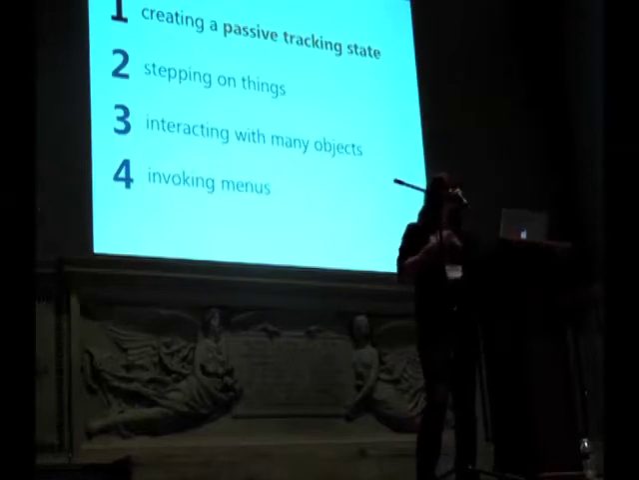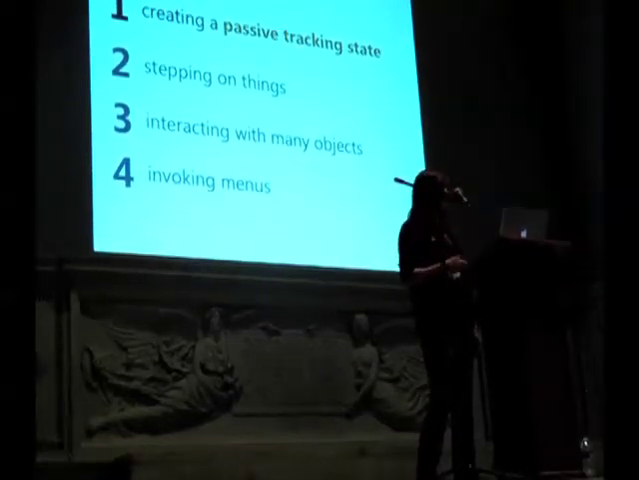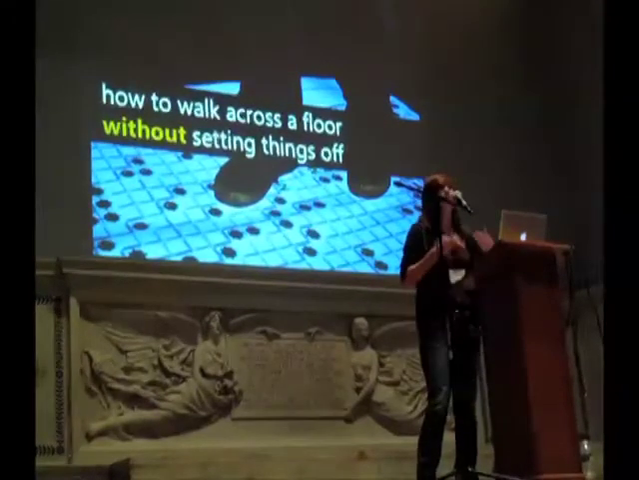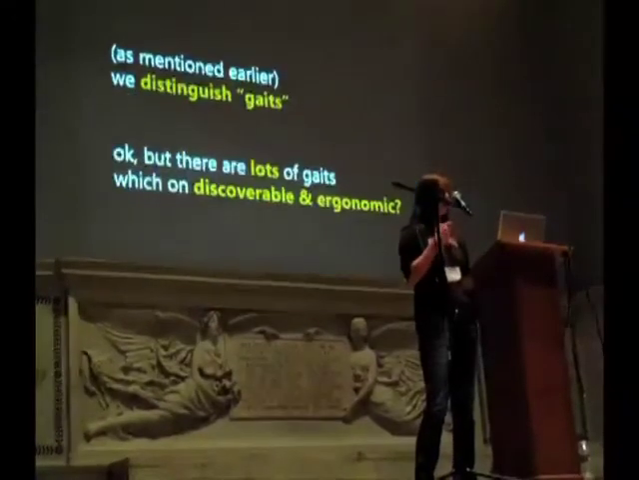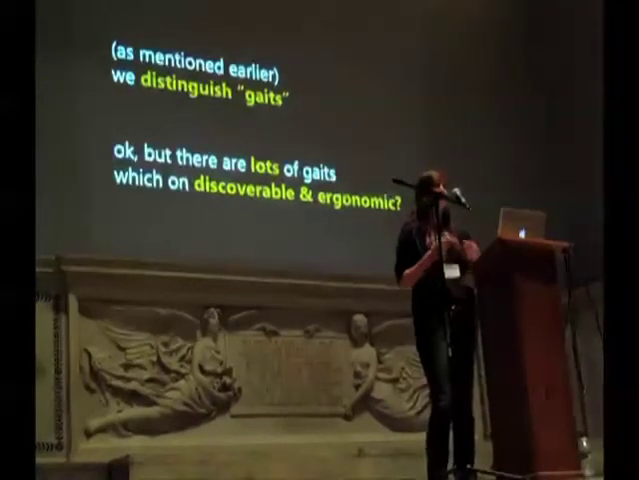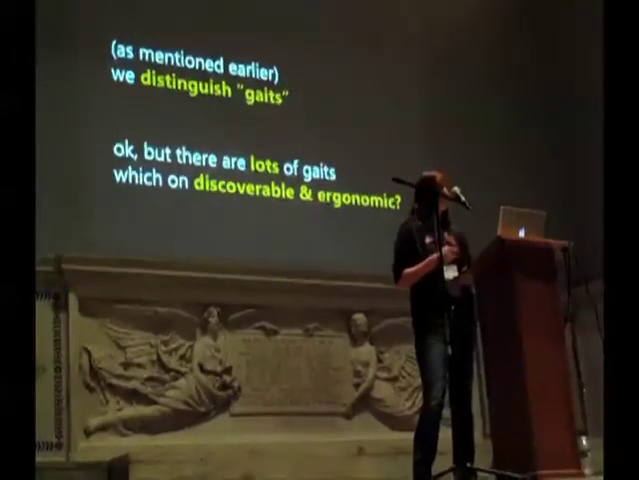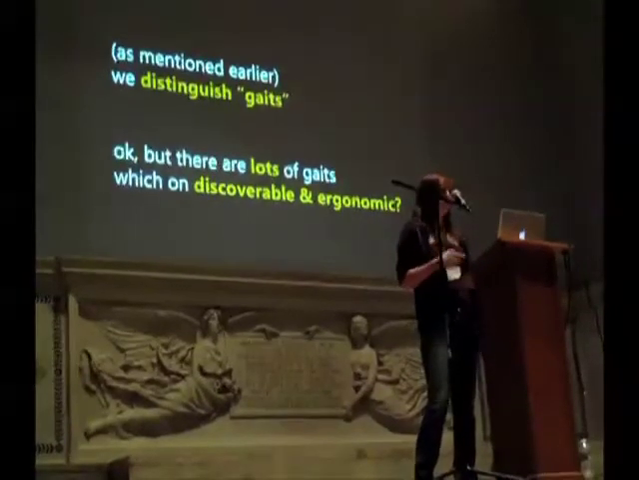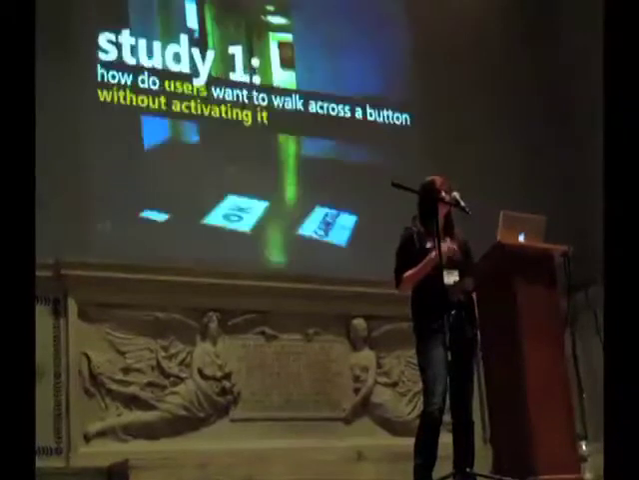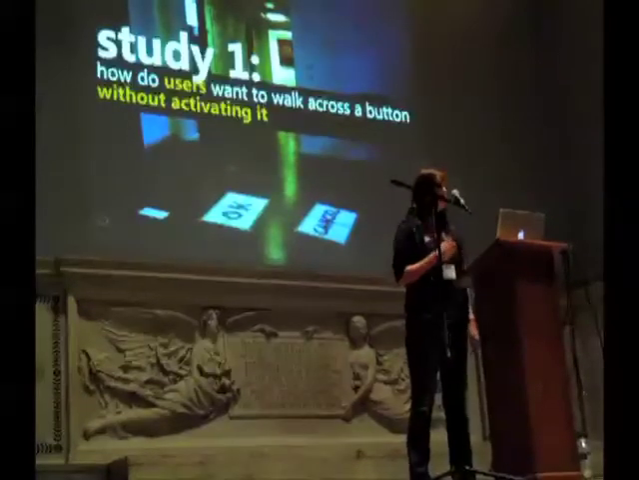Okay, the first question was, how can we create a passive tracking state? That means, how can we walk over the floor without setting things off? As we mentioned earlier, we want to distinguish between different gaits, and there are a lot of gaits. We want to take some which are discoverable and ergonomic. For that, we conducted our first study.